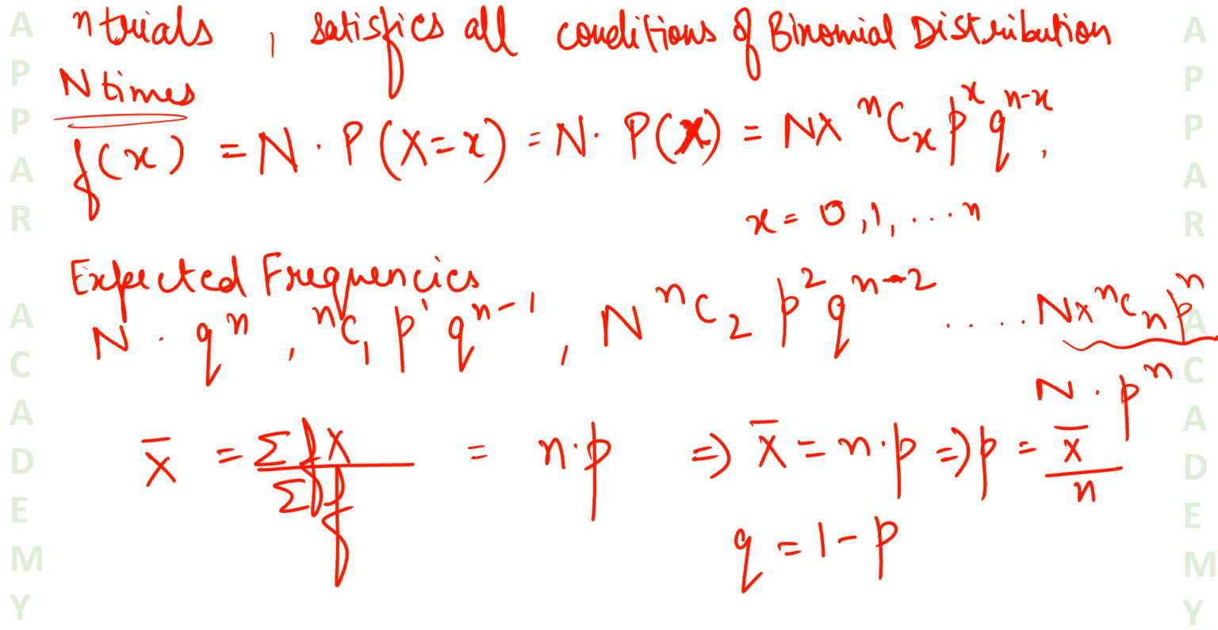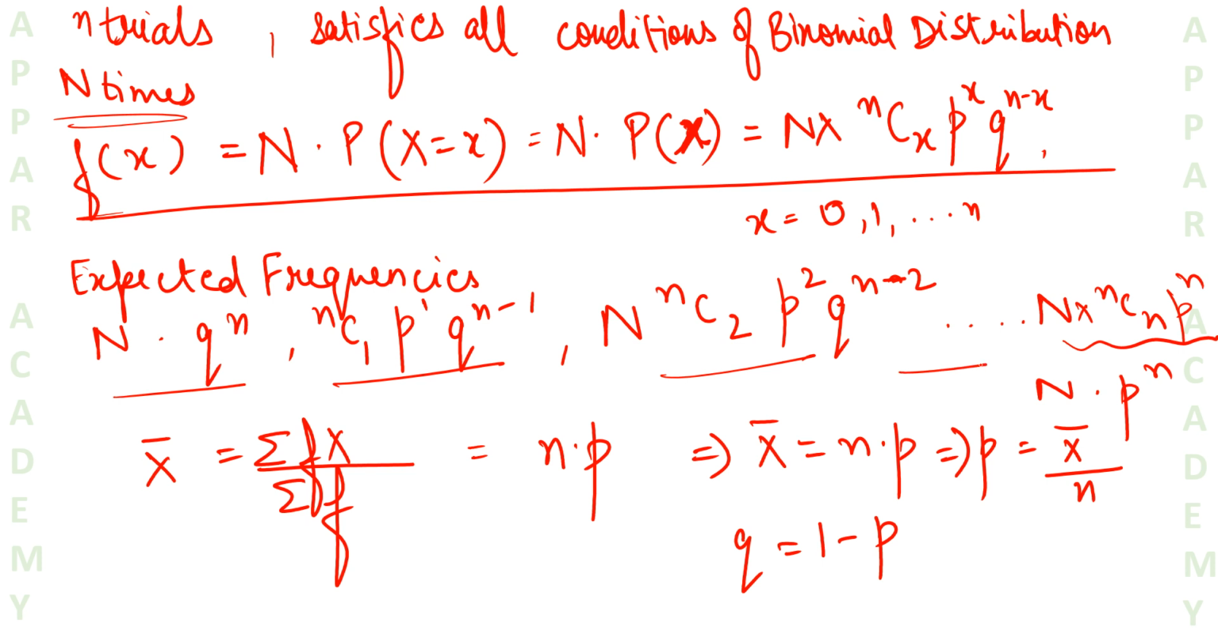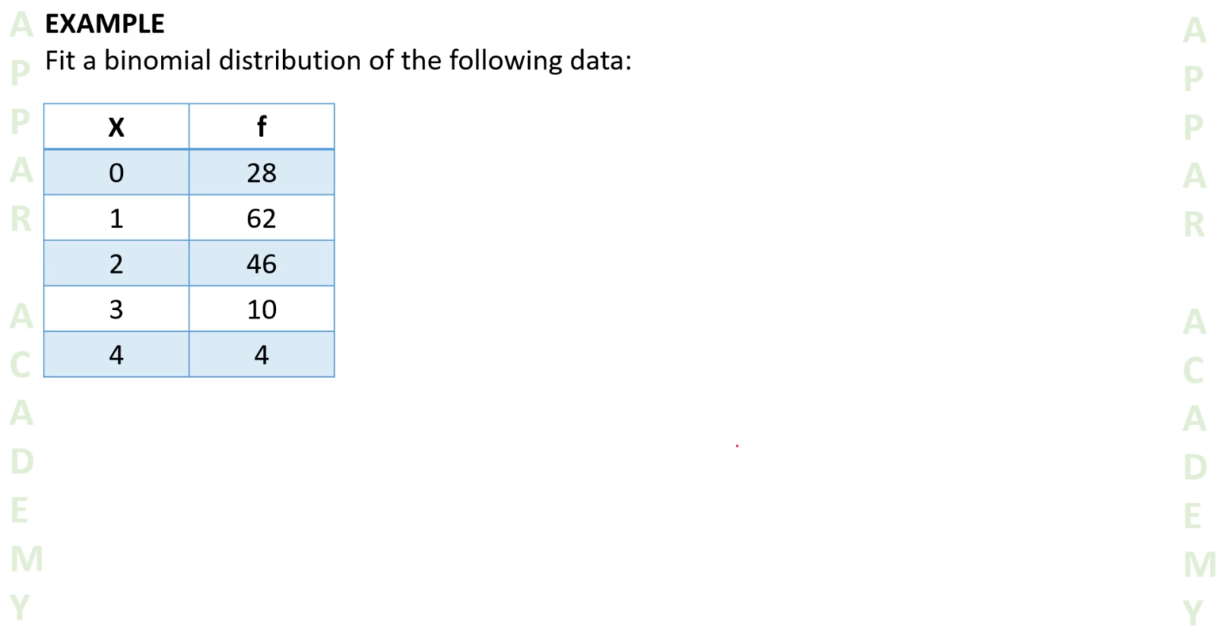So what we have seen is that there's a trial, and how to find the expected frequencies from it. But let's suppose we are given the actual frequencies also. From there we need to find the expected frequencies, but we don't have the parameters p and q. So using this formula, we can find the values of p and q, and then we can find our respective expected frequencies. You'll understand it better with the help of an example.